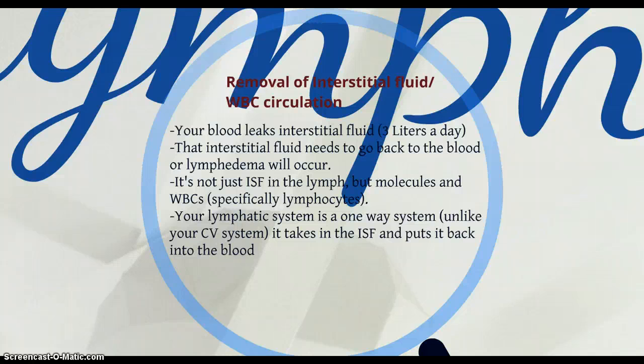It picks up that fluid and sends it back to the cardiovascular system. So unlike the cardiovascular system, it's a one-way system. It takes in the interstitial fluid and puts it back into the blood. There's really no cycle, unless you think of it as, okay, the interstitial fluid goes into the lymphatic system, then into your blood, and then after that it's leaked again, and it has to go back into the lymphatic system again. But it really would take a long time for that to happen.